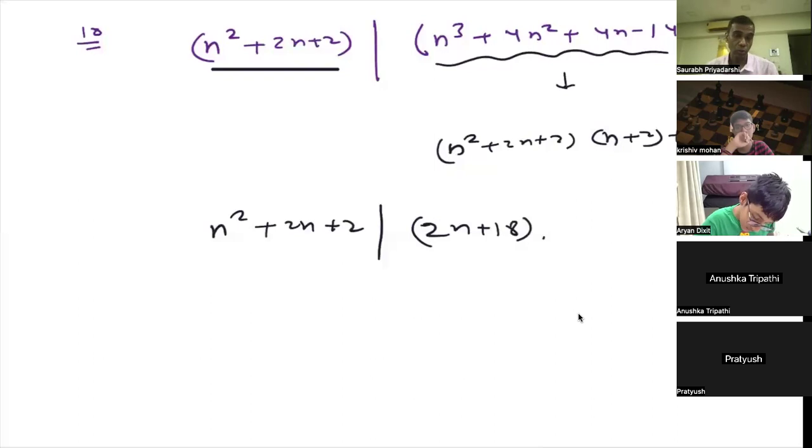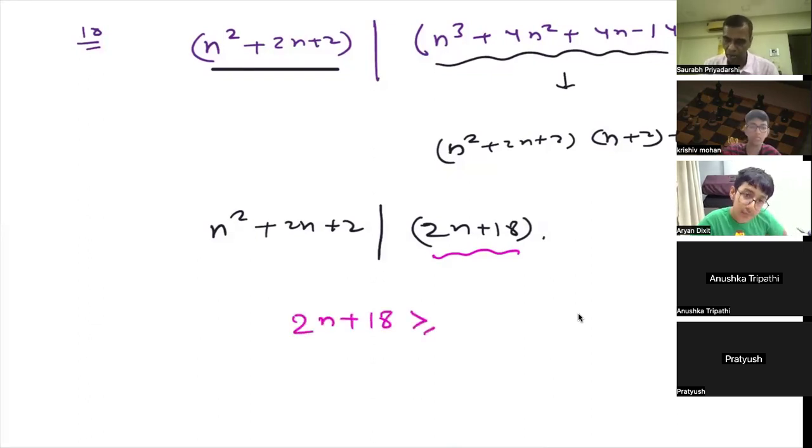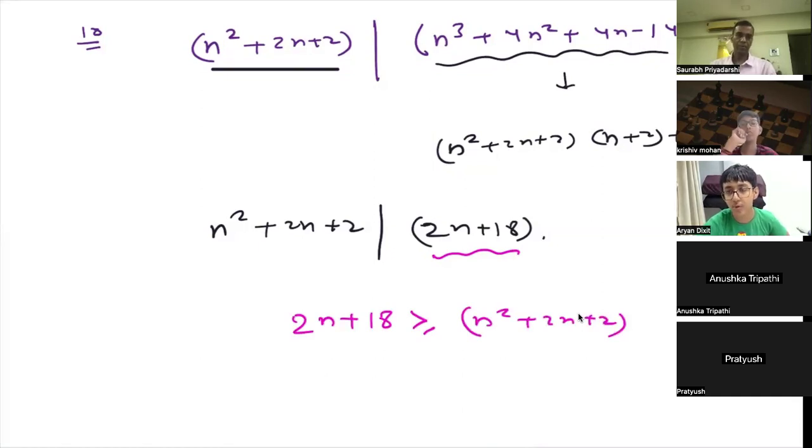Either this will be equal to 0, or this must be divisible by n square plus 2n plus 2. This is possible when 2n plus 18 is greater than or equal to n square plus 2n plus 2. So basically n square plus 2 must be less than or equal to 18, that is n square is less than or equal to 16, that is n is less than or equal to 4. Or you can say the mod of this will be greater than this.